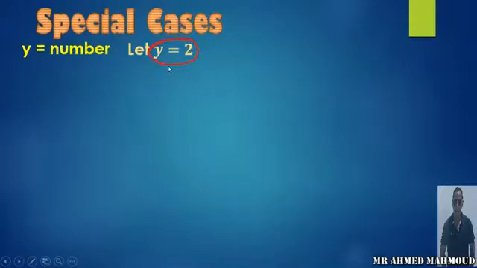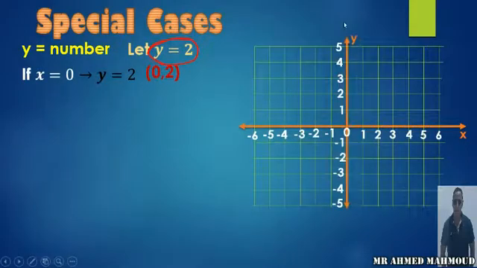That means y is always equal to 2 at any value of x. For example, if x equals 0, then y equals 2. Y doesn't change because y is constant. We can represent (0, 2) as an ordered pair like this, and graphically I will draw the graph like this, and (0, 2) will be here in this position. Another example, if x equals 1, then y also equals 2 because y is constant.